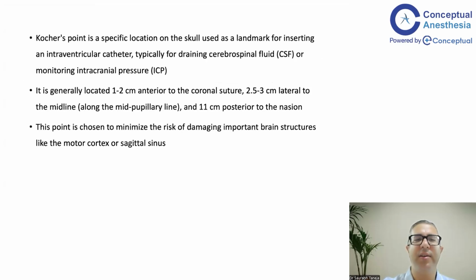Kocher's point is a specific location on the skull used as a landmark for inserting an intraventricular catheter, typically for draining CSF or monitoring ICP. It is located 1 to 2 centimeters anterior to the coronal suture, 2.5 to 3 centimeters lateral to the midline, and 11 centimeters posterior to the nasion. Just remember that Kocher's point and the intraventricular catheter are correlated. That will be good enough for multiple choice questions. And why is this point chosen? The landmark has been chosen to minimize the risk of damaging important brain structures like the motor cortex or the sagittal sinus.